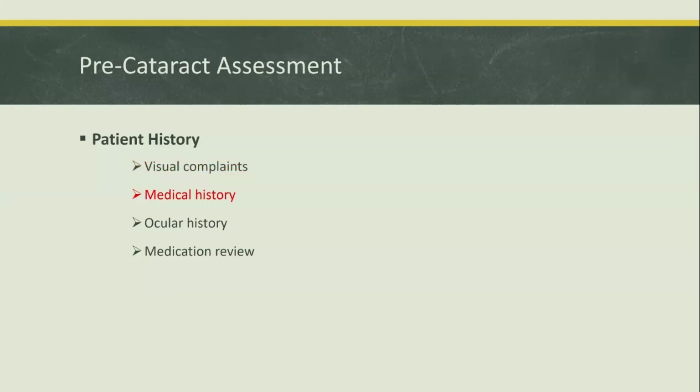Coming to the medical history, review the complete systemic conditions that may influence cataract development or the surgical outcomes. The important systemic conditions can be diabetes mellitus. When they were diagnosed, since when they are using medication, whether they are on oral medication or using insulin, if insulin since when, and what the HbA1c levels or fasting blood sugar levels are. You need to document all this.